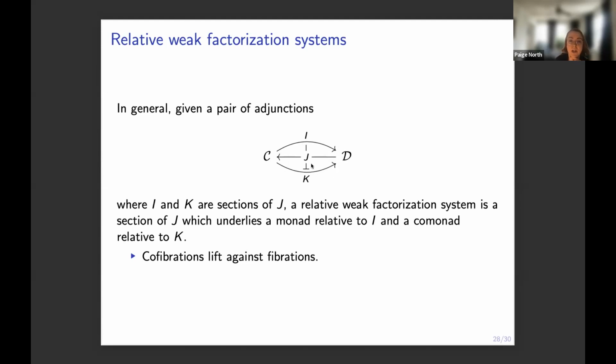In this situation, we say that this is a relative weak factorization system if we have a section of J from C to D that underlies a monad relative to I and a comonad relative to K. We're just abstracting the previous story. And we can show some nice properties of this, maybe the nicest of which is what we would hope, which is that once we define all the things that we did before, like fibrations and cofibrations, we can show that cofibrations lift against fibrations.